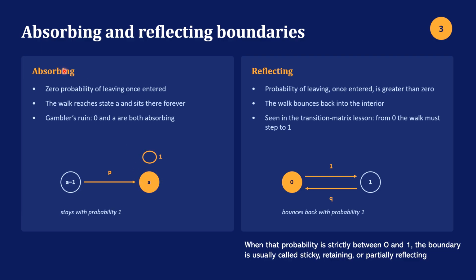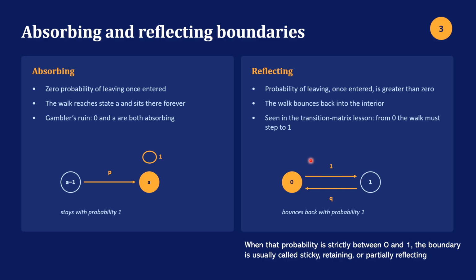So that's absorbing, and then reflecting is you have probability Q, whatever that might be, going into the state, and then you leave. I'm showing here 1, but it just needs to be greater than 0. It doesn't have to be 1. In this case here, you are forced to bounce out. You hit here at state 0, and then with probability 1 you leave.